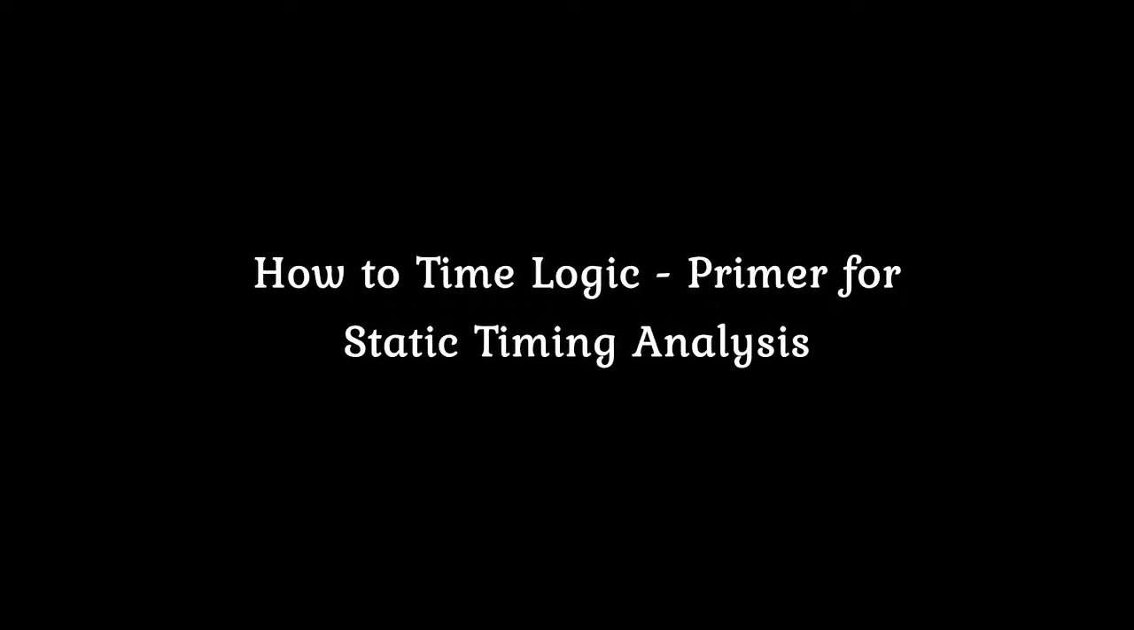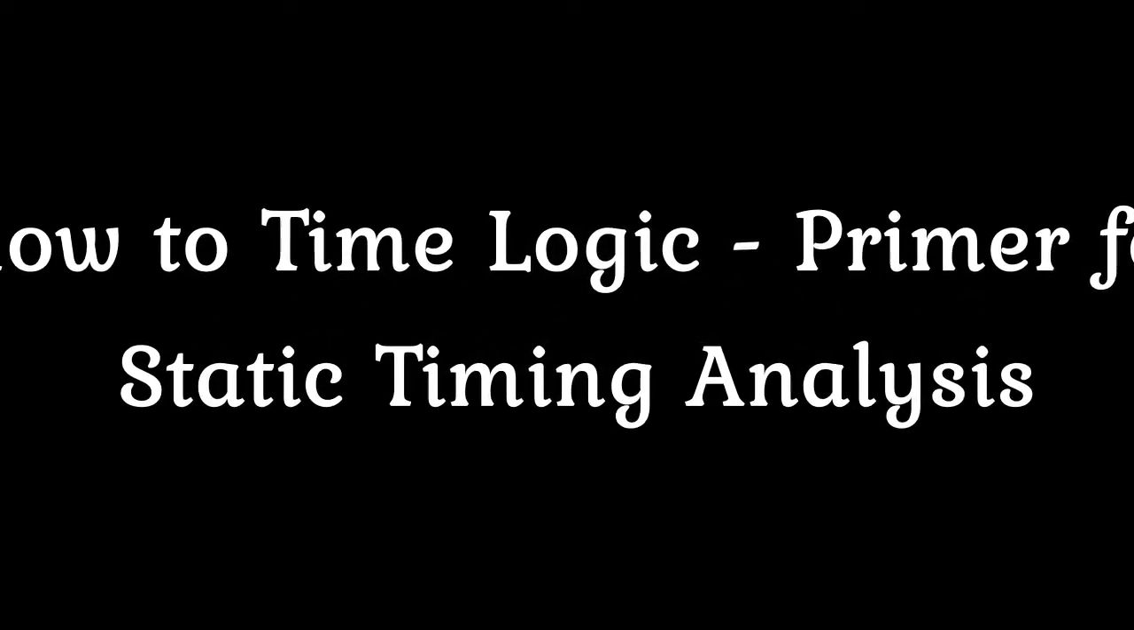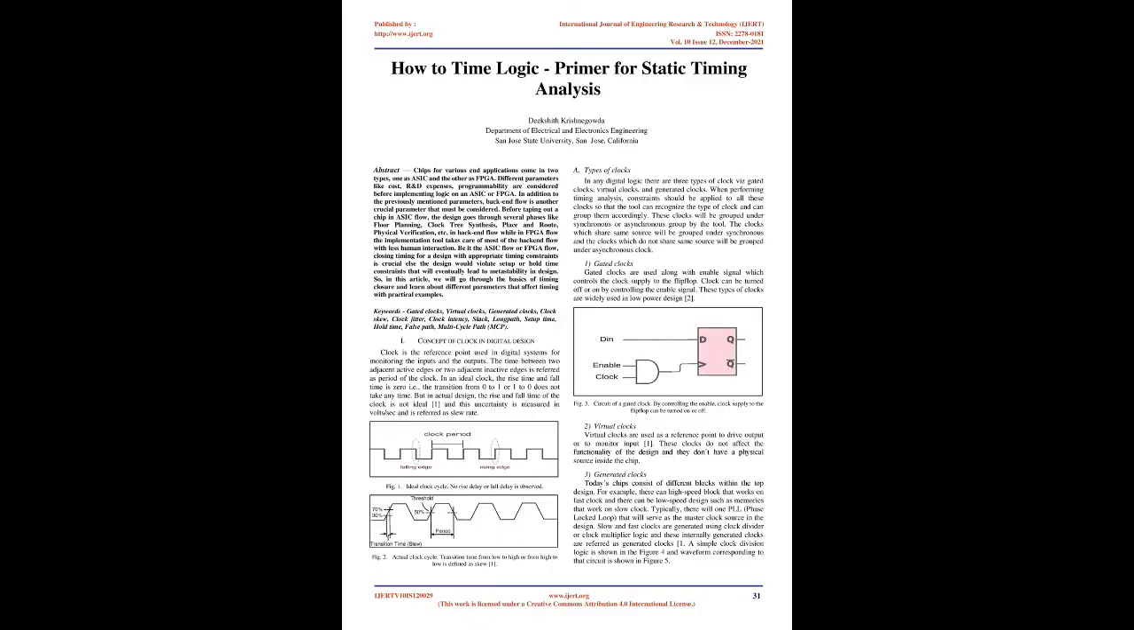How to time logic primer for static timing analysis. Abstract chips for various end applications come in two types, one as ASIC and the other as FPGA. Different parameters like cost, R&D expenses, programmability are considered before implementing logic on an ASIC or FPGA.